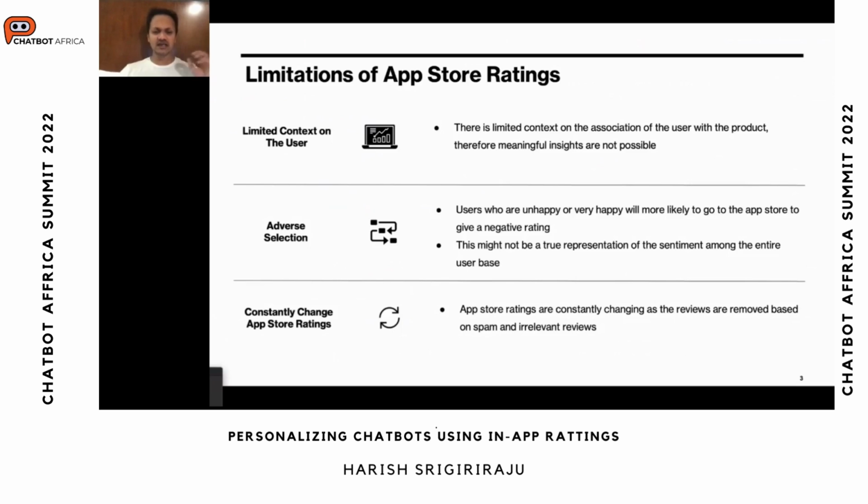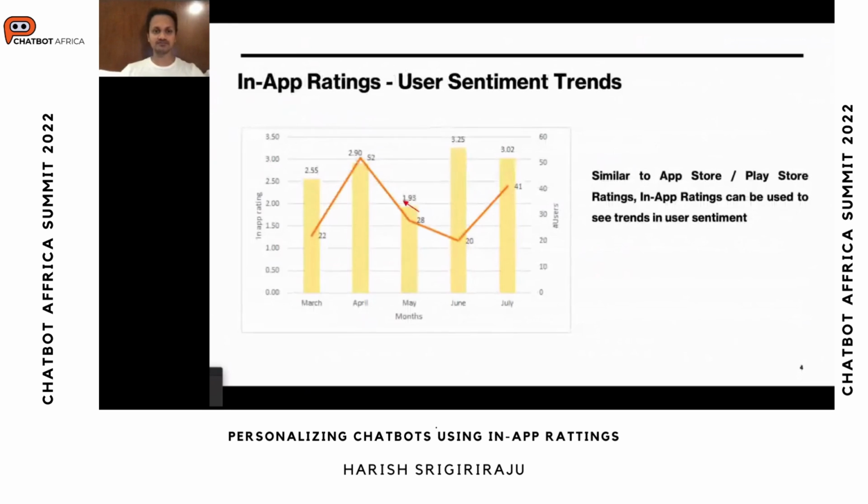And lastly, there are constantly changing reviews and ratings that are being removed by Apple and Google. So again, that also messes up the data itself, because it's constantly changing, even retroactively. So these are some of the big challenges of app store ratings. That's why in-app ratings are more powerful.